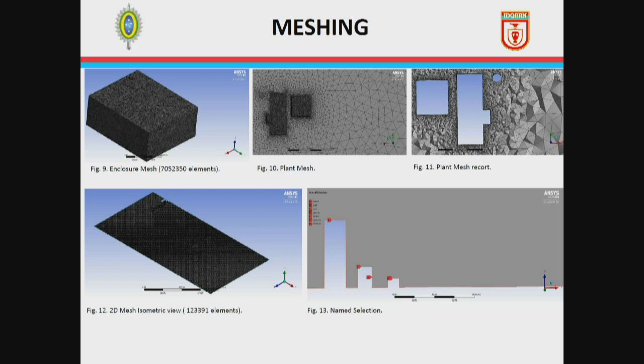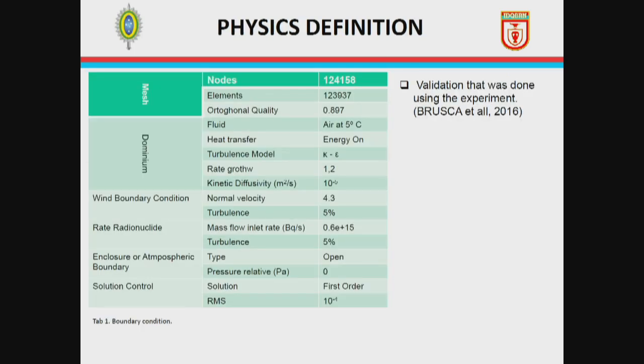For instance, the 3D model has 57 times more elements than the 2D model. We have seen 7 million elements in the 3D model, and in the 2D model we have 124,000 elements. Here we have the physical definition of the problem, and the validation of the experiment was done using the Brusca experiment.